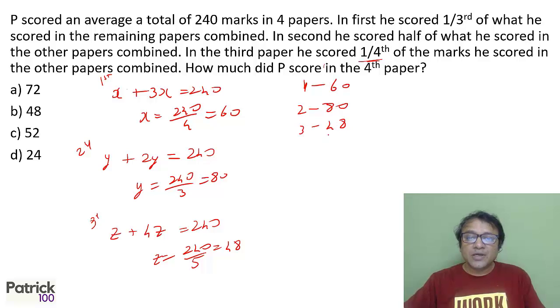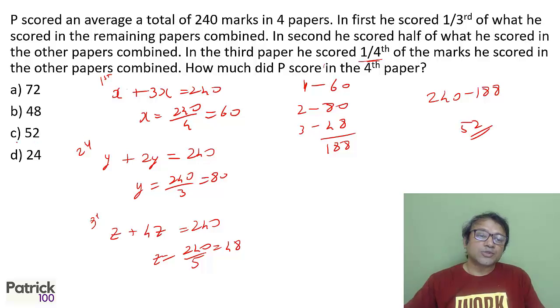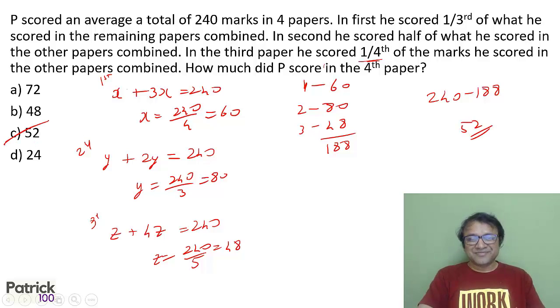So the total in these papers is 188. That means marks in the remaining paper is 240 minus 188, which will give you 52. C option. That will be the answer.